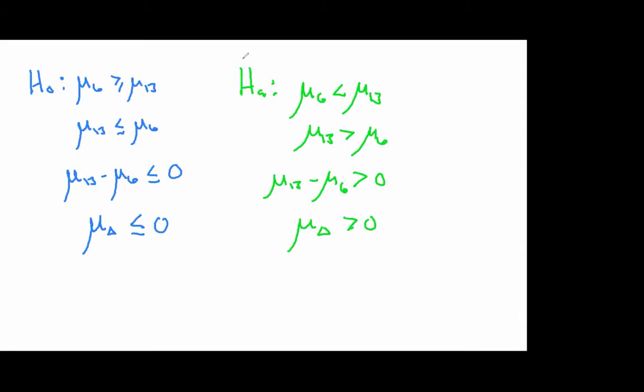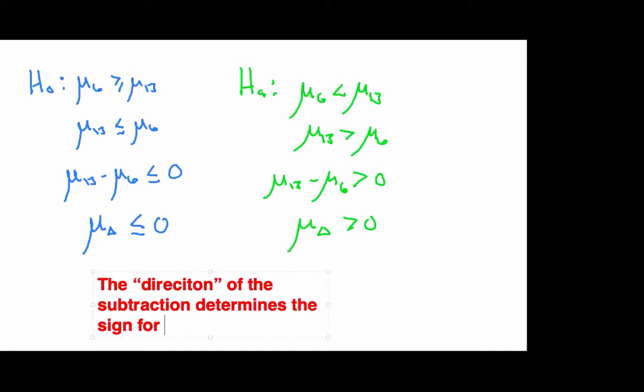Now, note if I had done my subtraction over here, if I had done it mu sub 6 minus mu sub 13, then this notation would actually be reversed. That is really, really important to note. So let me just make an observation here. The direction of the subtraction determines the sign for mu sub delta. So if I had done the subtraction of mu sub 6 minus mu sub 13, the notation would be the same, but this sign would be going the other way.